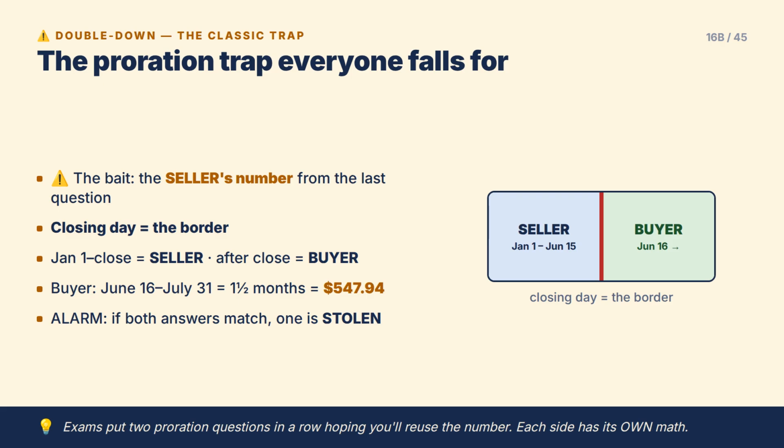So here's the picture that fixes it forever. The closing date is a border. Everything from January 1st through closing day, June 15th, is seller territory. Everything after, June 16th onward, is buyer territory. Each side gets its own math from its own days. They can never share a number.